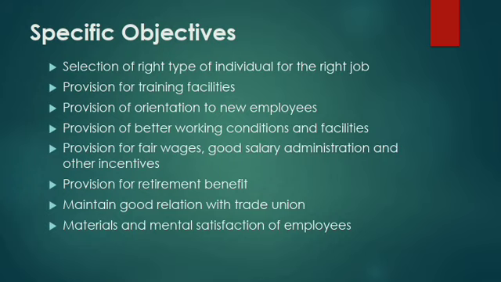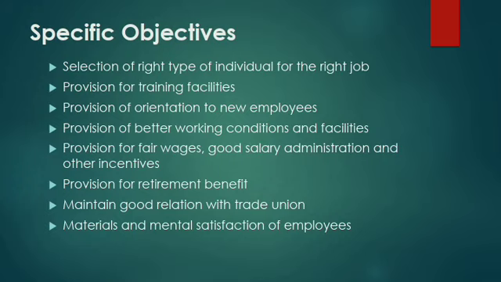And the last one is material and mental satisfaction of employees. This will be possible only if the proper work environment and job satisfaction are provided to the employees. A good remuneration, job security, avenues for promotion, financial and other incentives must be given to employees to get job satisfaction. The employees must be satisfied in order to achieve the organizational objectives. And these are the specific objectives of human resource management.